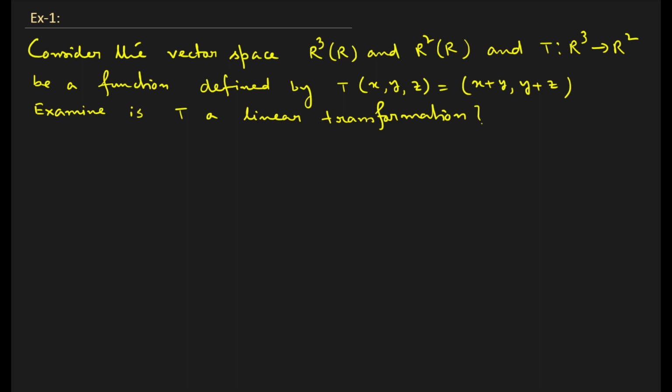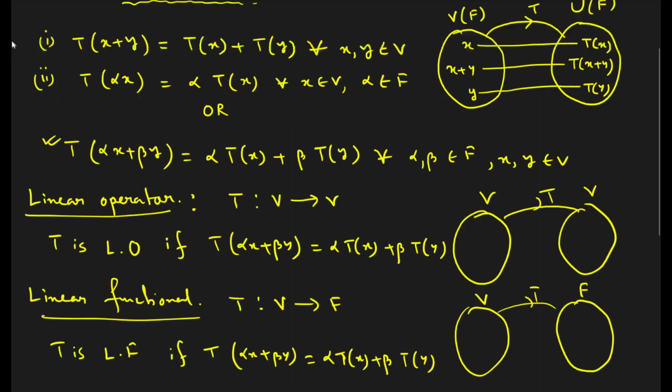Now we are taking two different vector spaces. One is R cube, so this is the capital V, and another one is R square, so this is our U. But remember one thing: if they are the same vector space, suppose V to V, then we say linear operator, but you can say linear transformation also, because a linear operator is a part of a linear transformation.